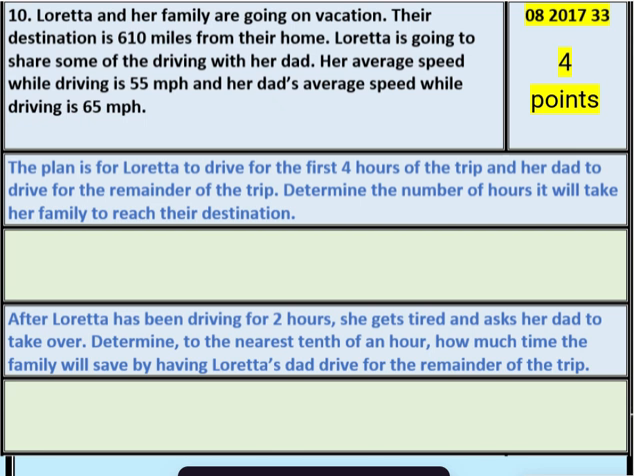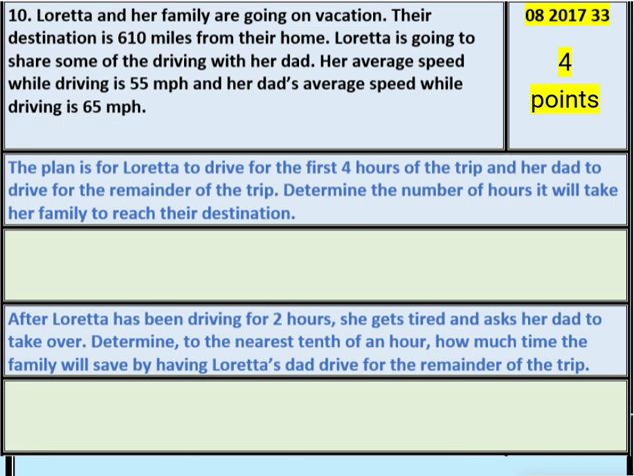Her average speed while driving is 55 miles per hour, and her dad's average speed while driving is 65 miles per hour. The plan is for Loretta to drive for the first 4 hours of the trip and her dad to drive for the remainder of the trip. Determine the number of hours it will take her family to reach their destination.